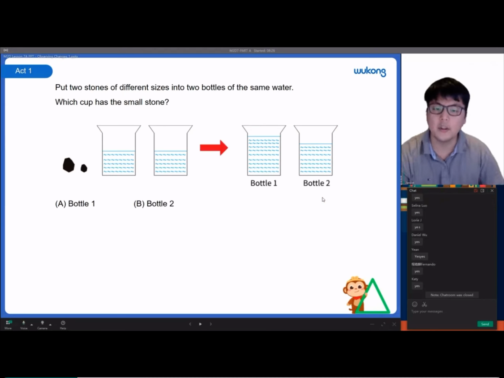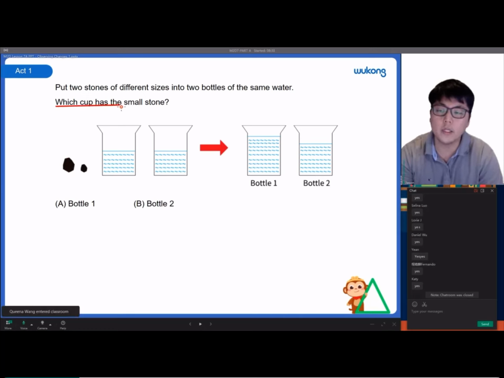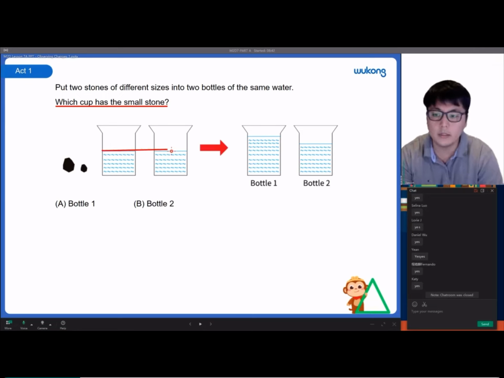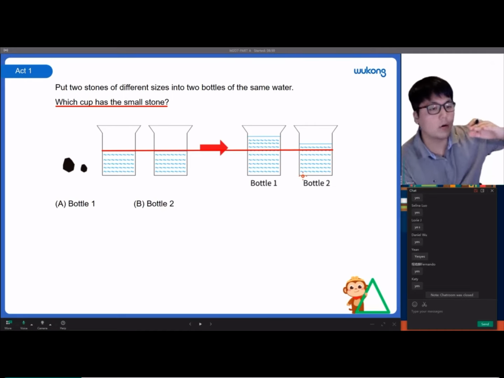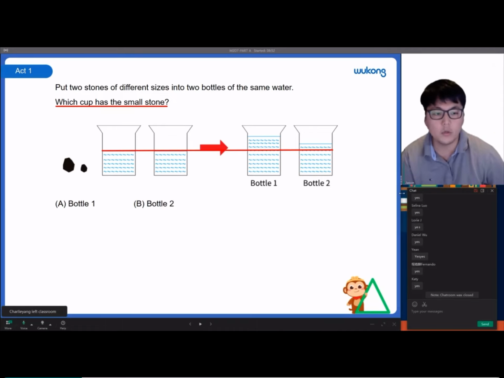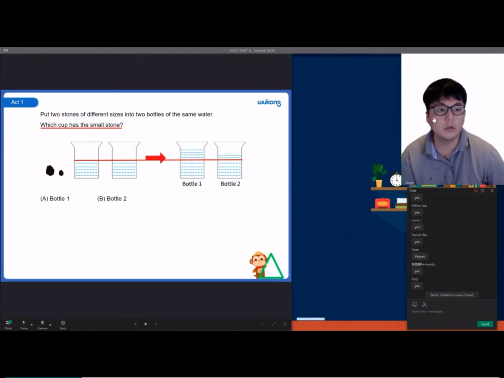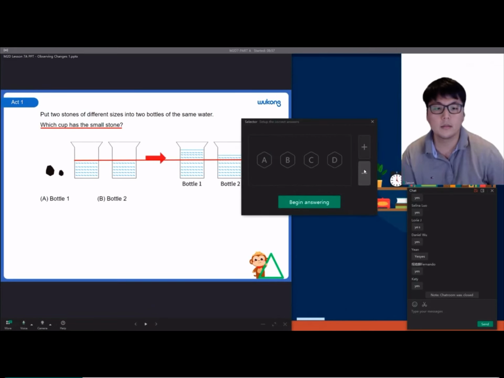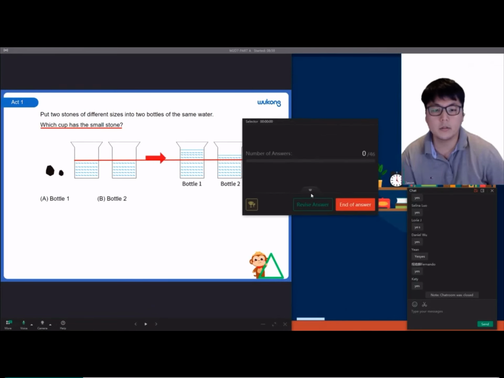Okay? Now, this is your turn to do this question again. So we're putting 2 different stones. We have a big stone and a small stone. The question is asking you, which cup has the small stone inside? So again, you need to draw a straight line using a ruler and see the difference. How much water did it go up? You need to think which one has the small rock. So now I'm going to give you guys some time to do this question.